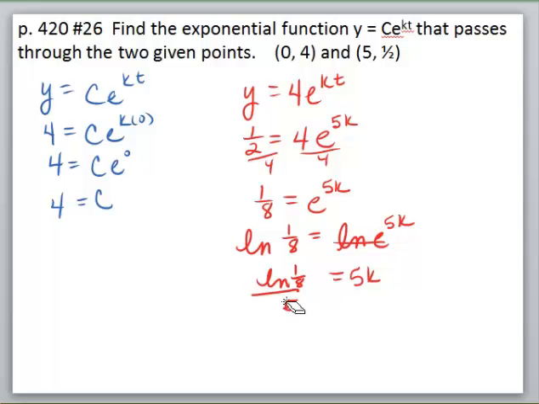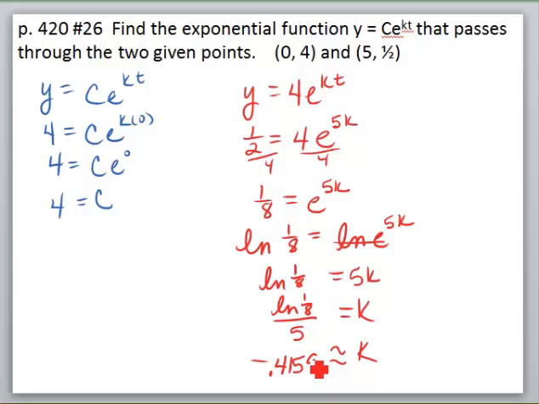I'm jumping ahead here a little bit. Let me go ahead and write out one more step. So I end up with k is equal to ln of 1/8 divided by 5. This means that k, when you put it in your calculator, is approximately negative 0.4159. That allows me to go ahead and write the specific equation y equals 4 e to the negative 0.4159 t.